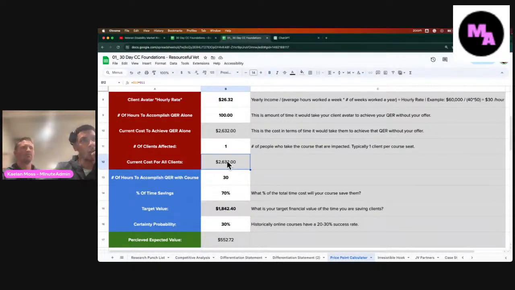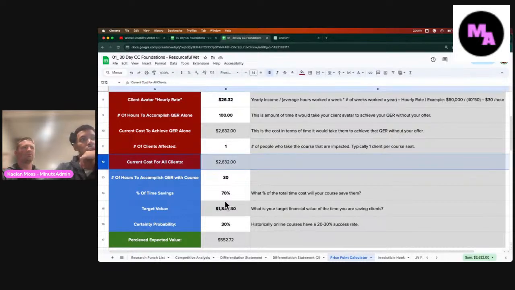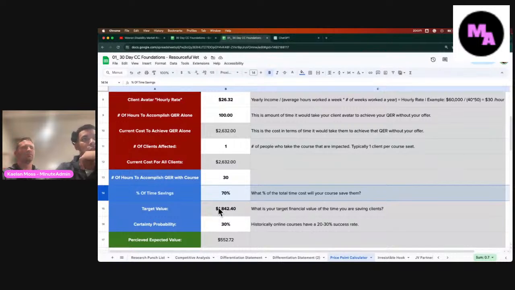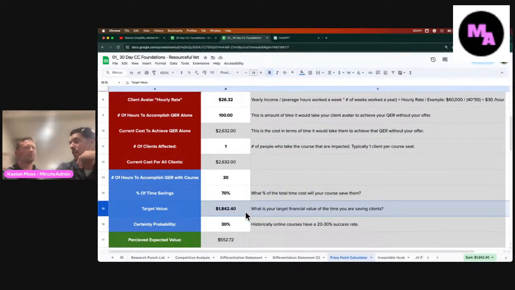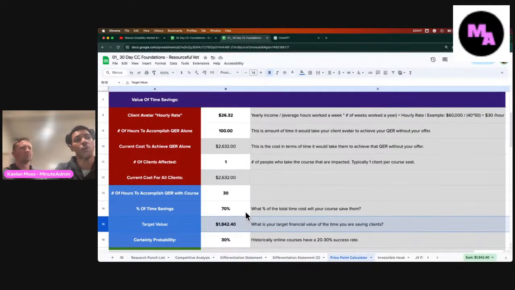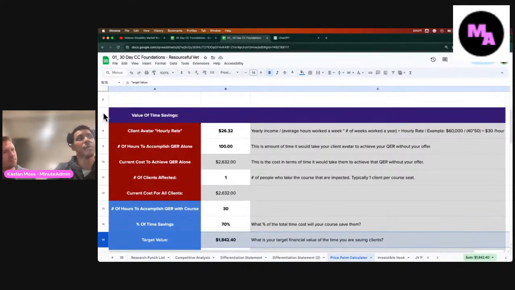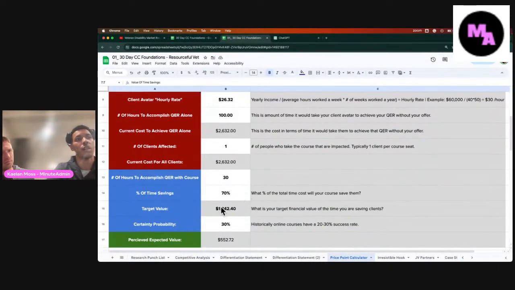So the current cost is, it costs them $2,632 to do it on their own. For you, you're saving them 70% of that time. So you're saving them $1,800 of that time. Basically, just by taking your course, you're saving them $1,800 worth of their time.